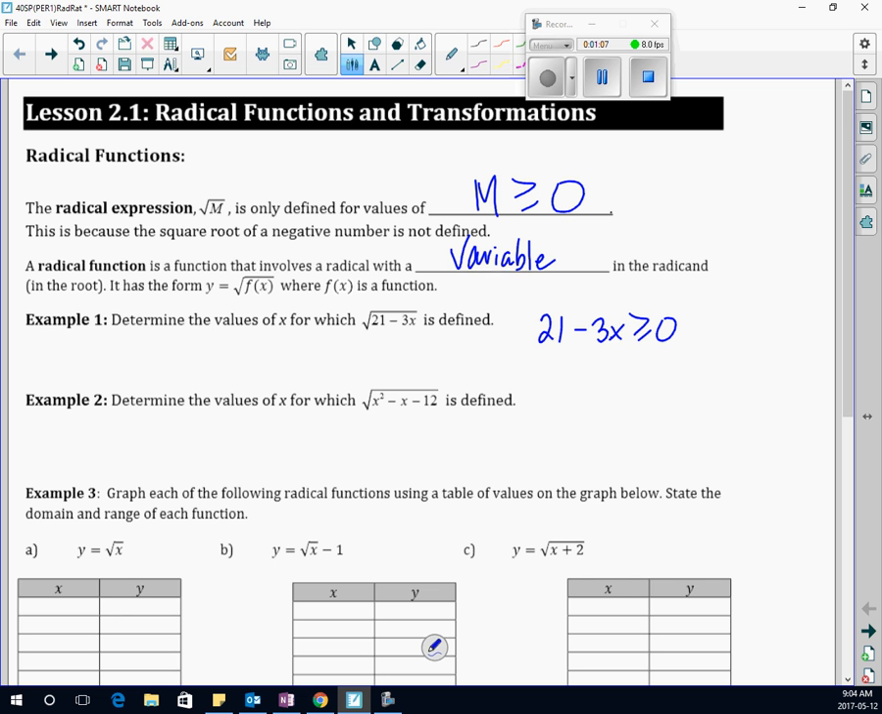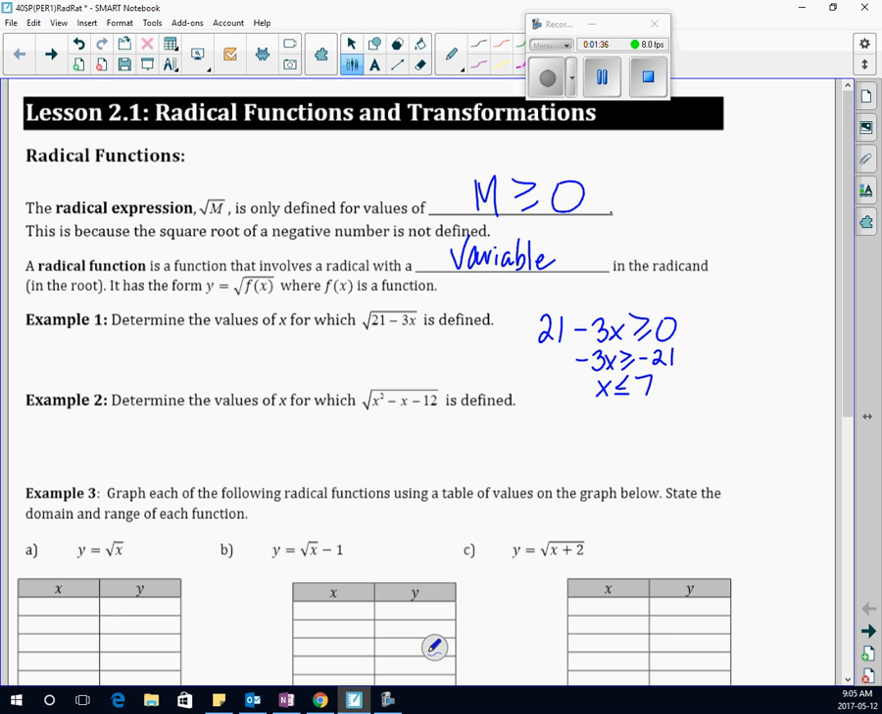So what do we do to figure out what x has to be? Move the 21 over. We have negative 3x is greater than or equal to negative 21. Okay, so this is the part that people forget with an inequality. When you're doing algebra and you're multiplying both sides or dividing both sides by a negative number, you need to switch the inequality sign. So this becomes x has to be less than or equal to positive 7.